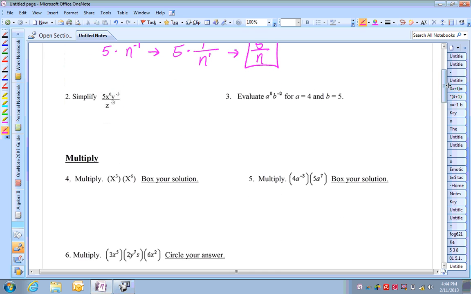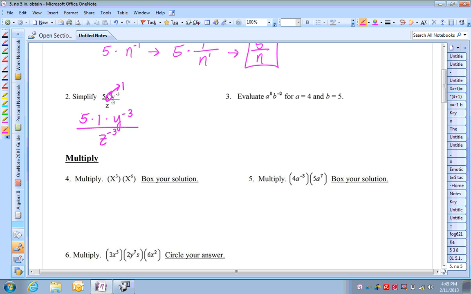On number 2, we need to recognize that there's a 0 power on the x. And that 0 exponent, anything raised to a 0, is 1. So we really have 5 times 1 times y raised to the negative 3 divided by z raised to the negative 3. So these negative exponents we really need to get rid of because we can't have negative exponents in our answer. So what do we do?